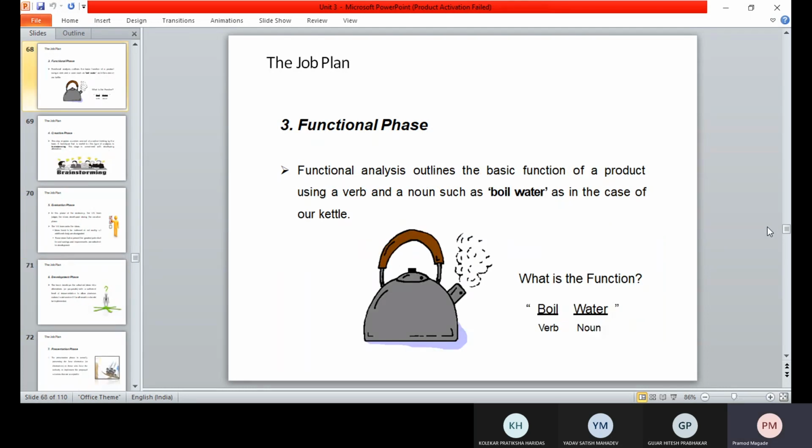Okay. Now after that, functional phase. Of course, functional means we'll have to perform the work. So functional analysis outlines the basic function of the product using a verb and noun such as boil water. This is just an example in case of our kettle. Of course, boil water is its function. कळत आहे कारण कोल्ड टी ठीक आहे म्हणजे कोल्ड कॉफी असते पण कोल्ड टी कोण पित नाही जनरली. सो दॅट फंक्शन इज इट शुड बी बॉईल, that we need to perform whatever be the mechanism we are going to develop. We have to define the function, what are the major parts in that.